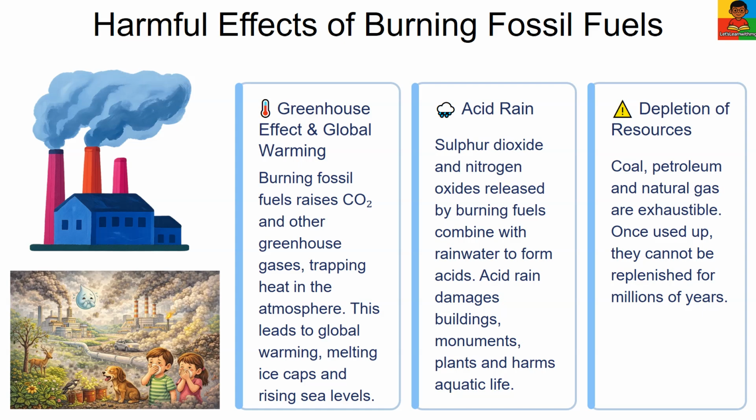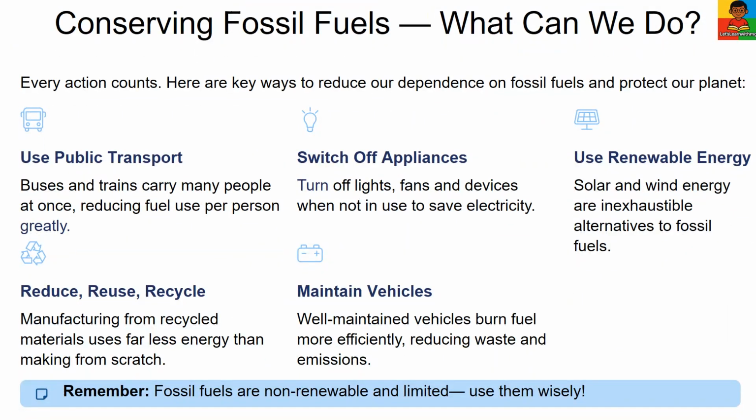Coal, petroleum, and natural gas are exhaustible. Once used up, they cannot be replenished for millions of years. Every action counts. Here are key ways to reduce our dependence on fossil fuels and protect our planet.